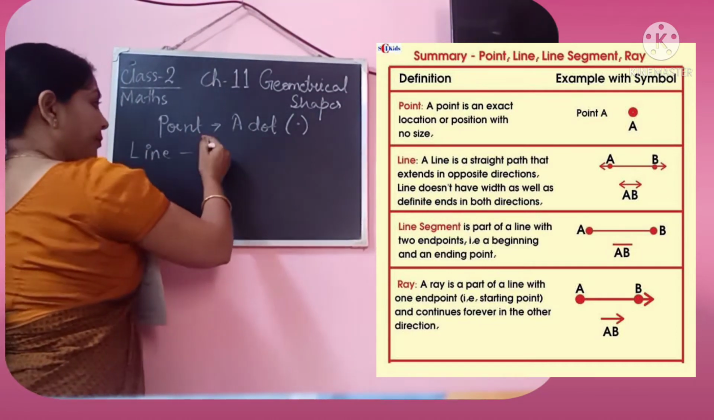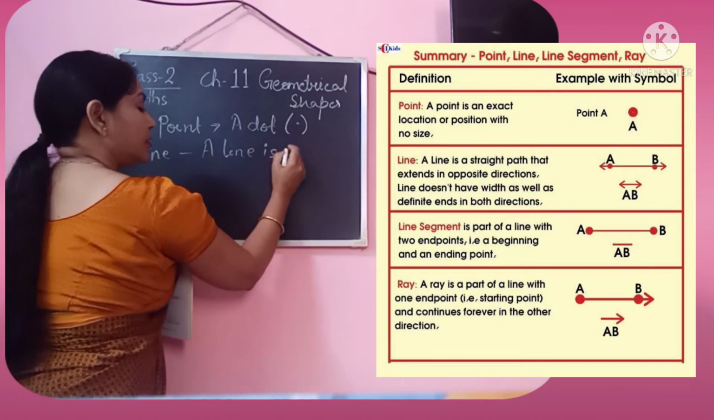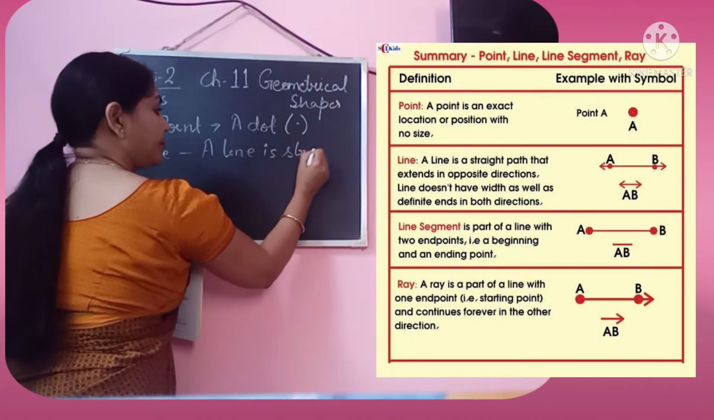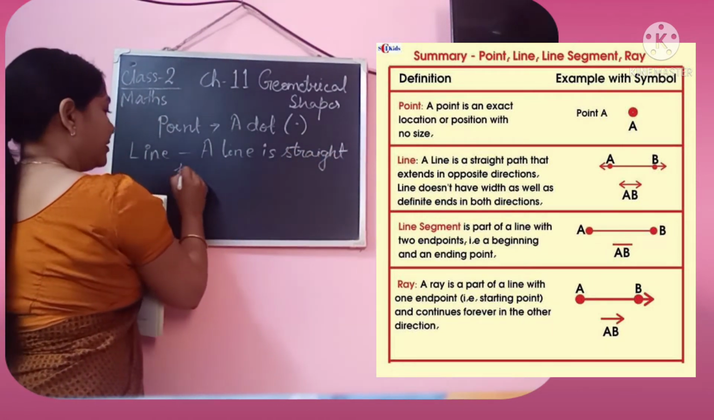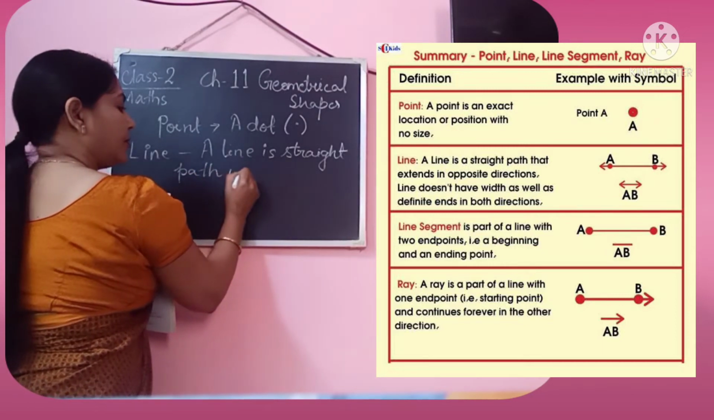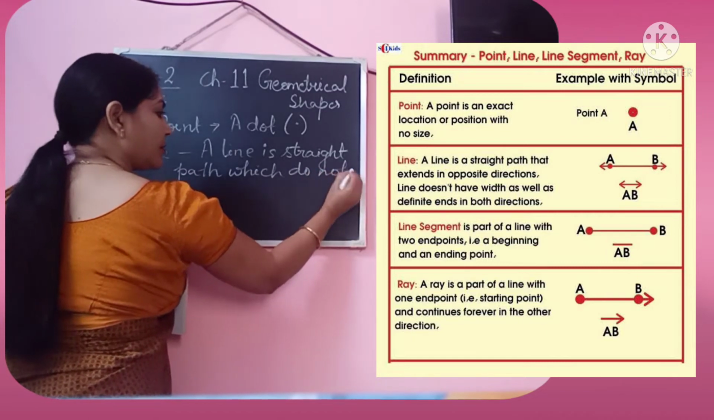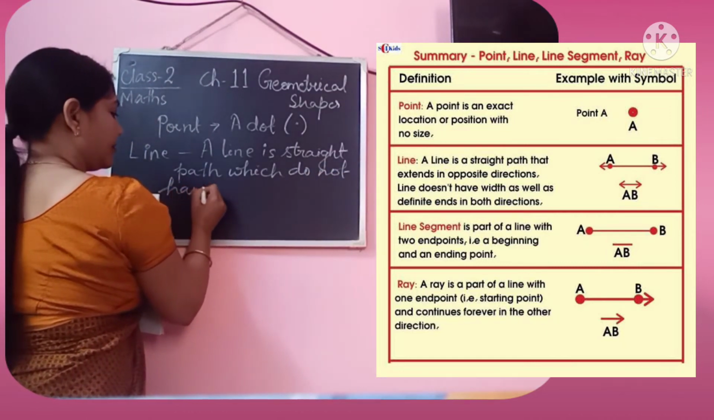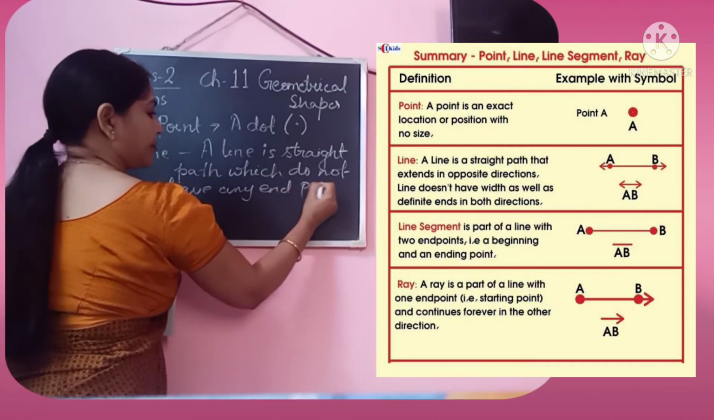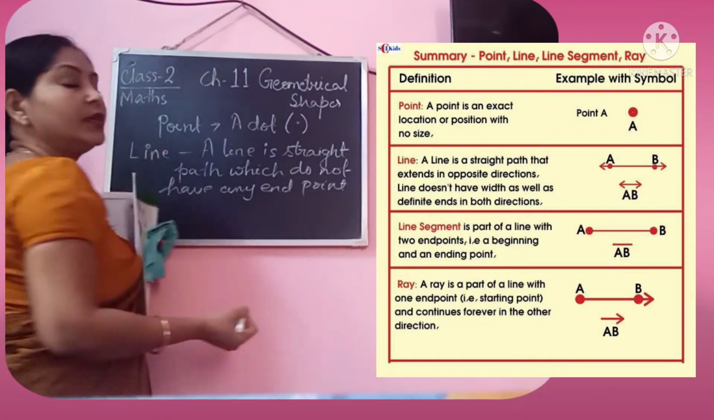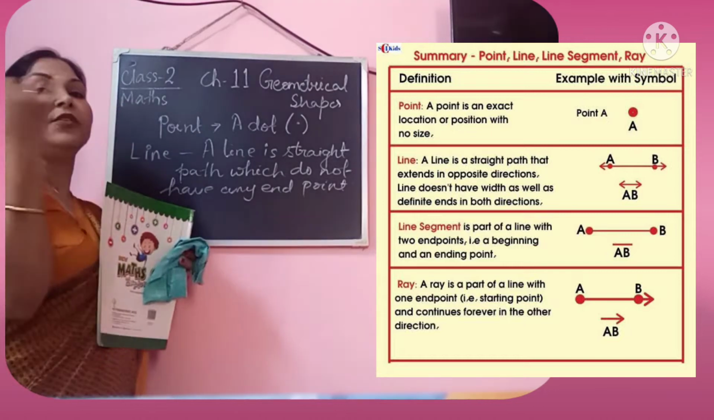I am writing here, a line is a straight path which does not have any end point. So it does not have any end point. That means we don't know from where it has started, where it has ended.